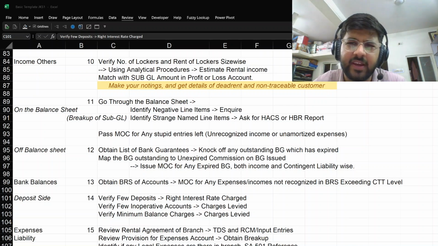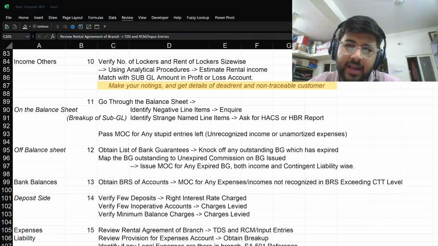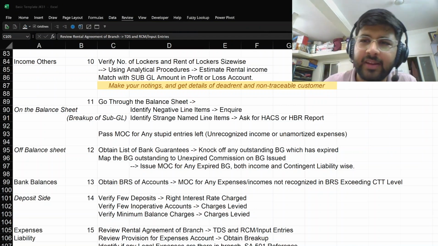This is fairly easy, not something to worry about. The next thing is the expenses side. You should go and ask for the rental agreement, check whether TDS and RCM or input entries are properly parked, and again you can do the analytical procedure, multiply it by 12 and compare the amounts.